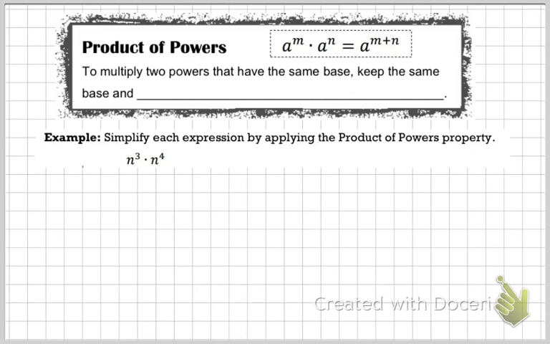video. The first property is the product of powers. So, product of powers means when you multiply two powers that have the same base, that is our main key point, same base, we must keep the same base and we get to add the exponents. So let's see how this works.